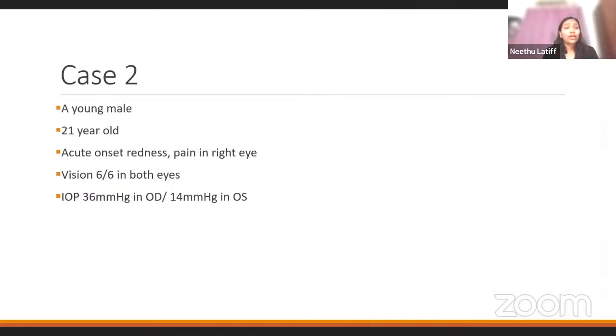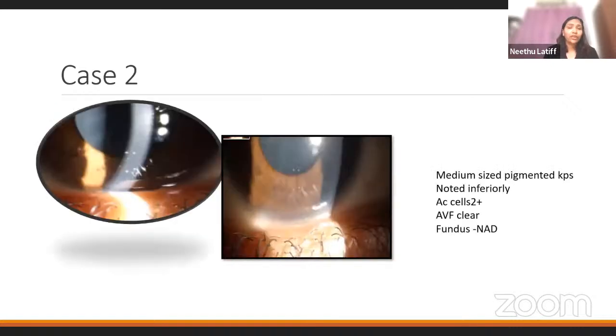Case 2 is of a young male, 21-year-old, with acute onset redness and pain in the right eye. Vision 6/6 in both eyes. IOP is 36 in the right eye and 14 in the left eye. So this is the slit lamp photo of that patient.